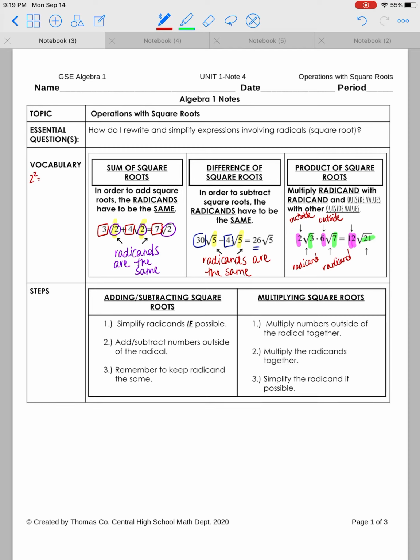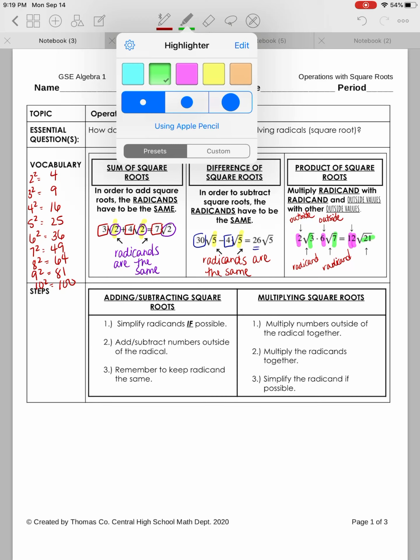Remember, 2 squared gives me 4, which is a perfect square. 3 squared is 9, a perfect square. 4 squared, 16, is a perfect square. 5 squared, 25, is a perfect square. 6 squared, 36, is a perfect square. 7 squared, 49, is perfect. 8 squared, 64, is perfect. 9 squared, 81, is perfect. 10 squared, 100, is perfect. So all of these right here are our perfect squares.